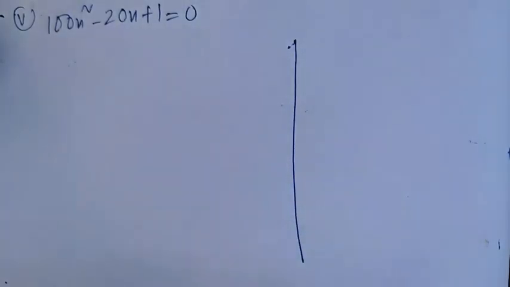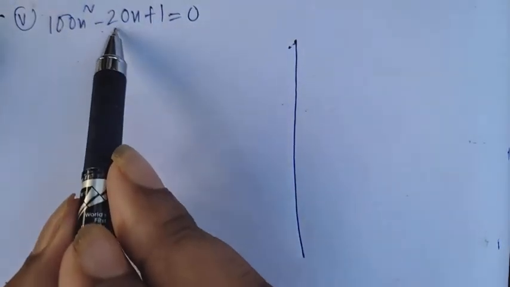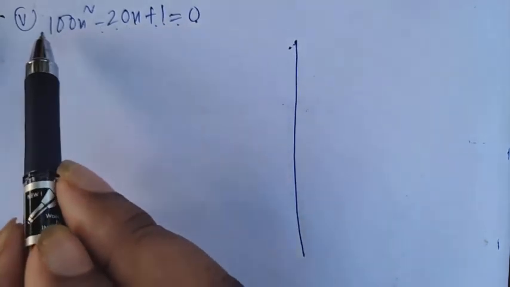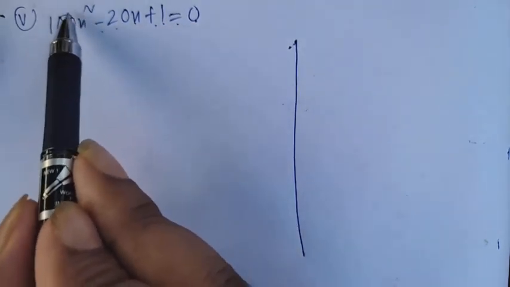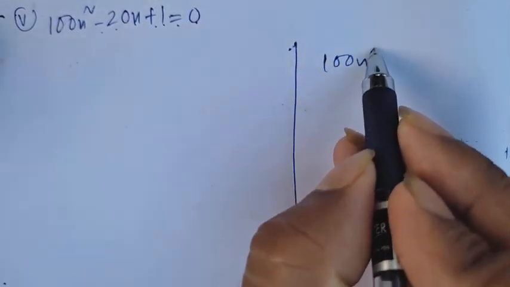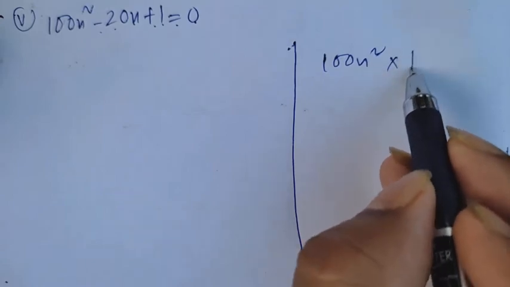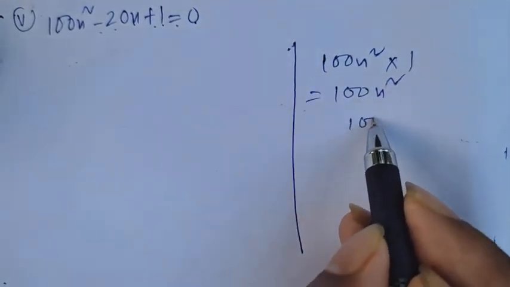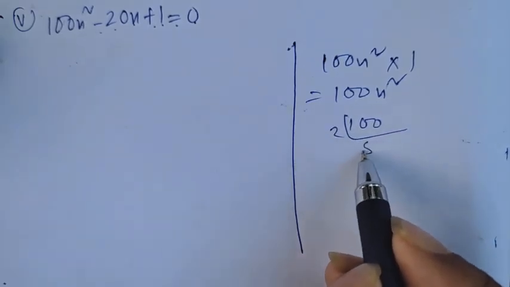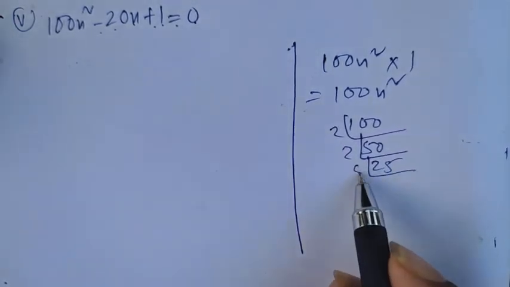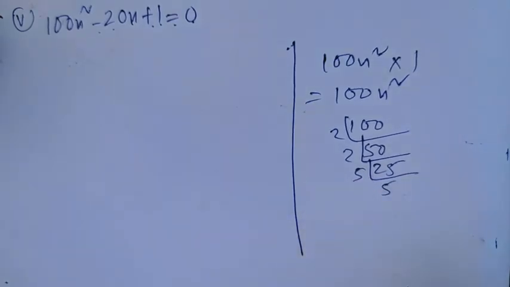Now question number 5: 100x squared minus 20x plus 1 equals 0. This time also we will multiply the number with the greatest exponent of the unknown, 100x squared, with the last one, that is 1. We get 100x squared. So 100 is 2 times 50, and 2 times 25, then 5 times 5, we have got it.